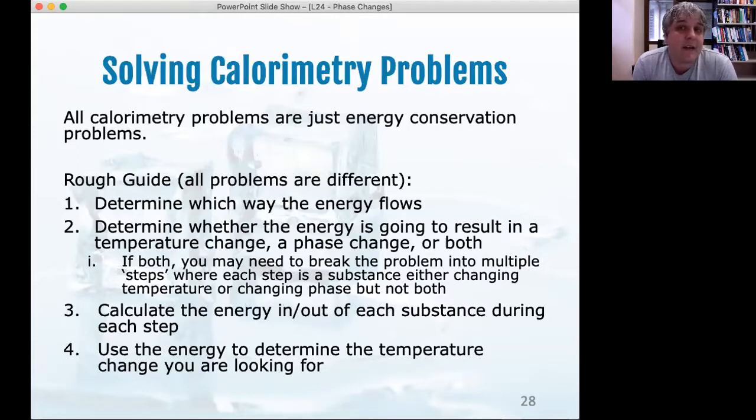You then calculate the energy in or out of each substance during each step. And finally, you can use the energy to determine the temperature change you're looking for, or use the temperature changes to determine the energy, or whatever it happens to be that you're looking for. That step 4, I should have written it a bit more ambiguously. Use the information you have to find the information you're looking for. So there are a couple of problems here that we're going to work through.